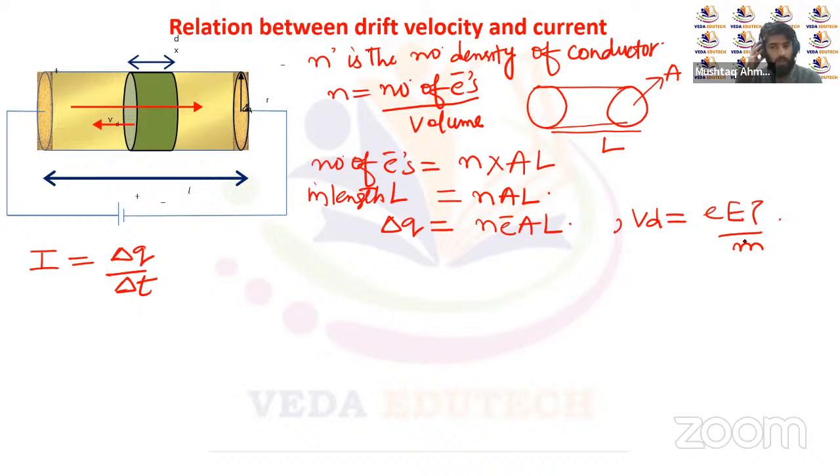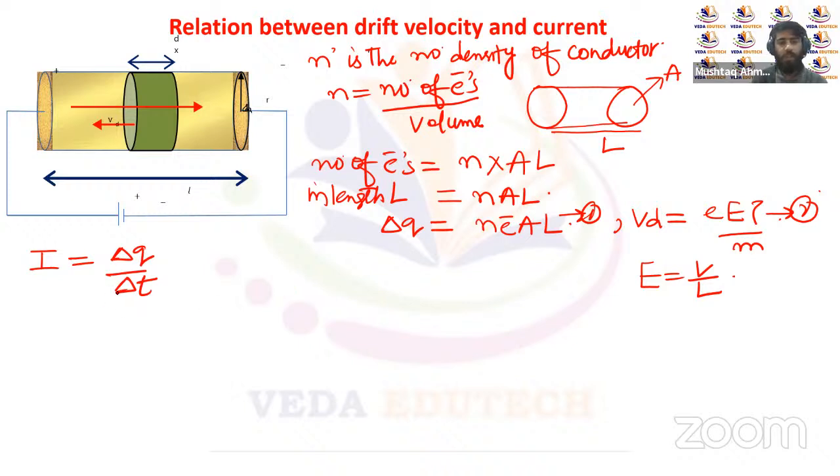Here, we can write that E is also equal to V upon L. So this is our equation. Let me call this equation first and this equation second. So drift velocity is the charge multiplied by the electric field multiplied with the relaxation time tau upon m.